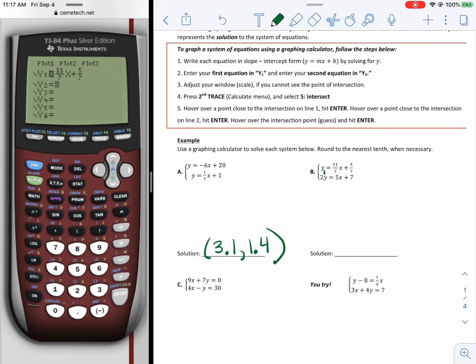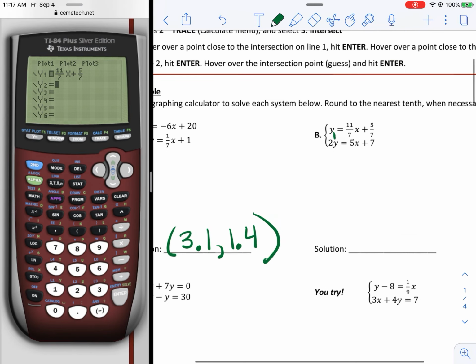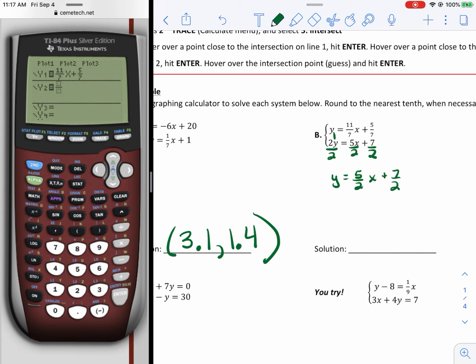And I'm going to hit enter. Now, in order to type this in the calculator, we need to solve for y first. So my second equation is not quite ready. I need to divide everything by 2. So I get y equals 5/2 x plus 7/2. So I'm going to go alpha y equals, to grab my fraction bar, 5/2, move over to the right, x plus alpha y equals, fraction bar, 7/2.